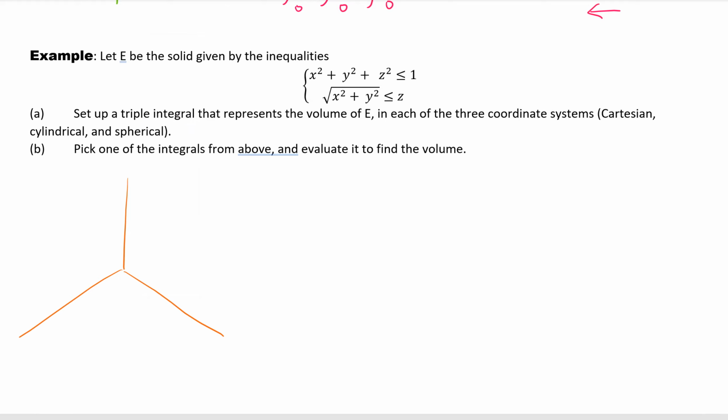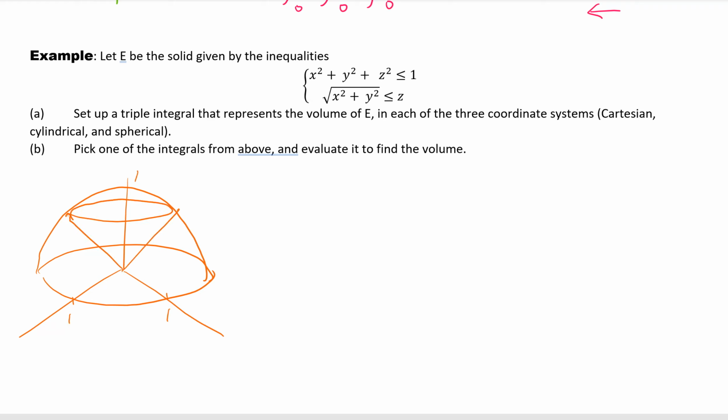All right. So we have the sphere, right? This is a sphere with radius 1. Okay, and we have a cone. So a cone looks like that. You can see the cone intersects the sphere and we get a circle. Okay, what is this circle?